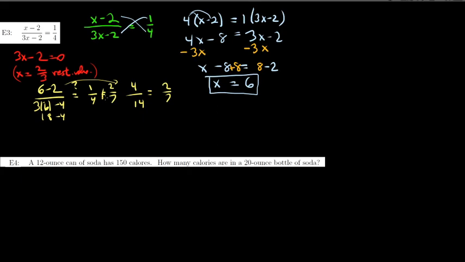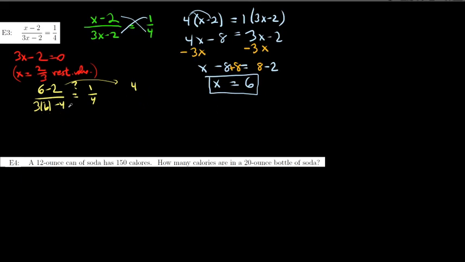Obviously something's wrong here. I must have done something wrong, because when we plugged in 6, I don't think that works. 3 times 6. Oh, I'm sorry, it's 3 times 6 minus 2. That's a 2. Ah, well, there's my problem.